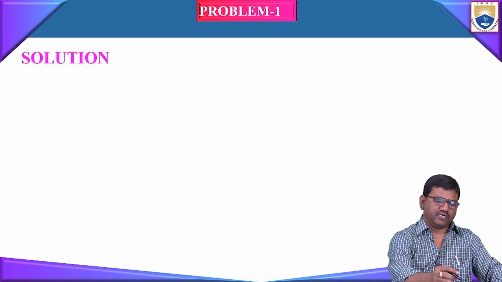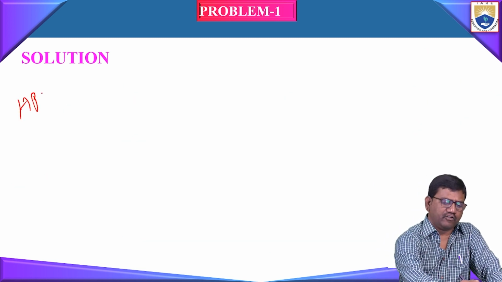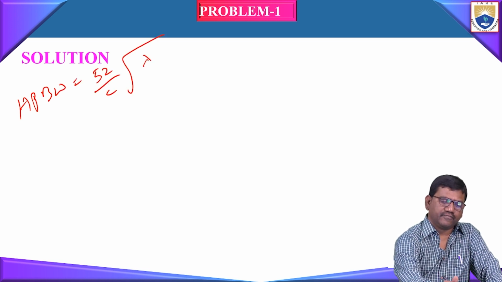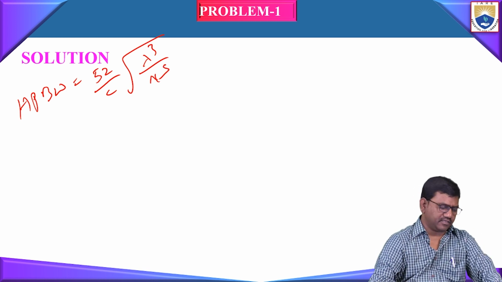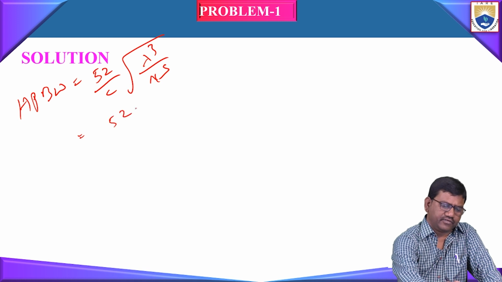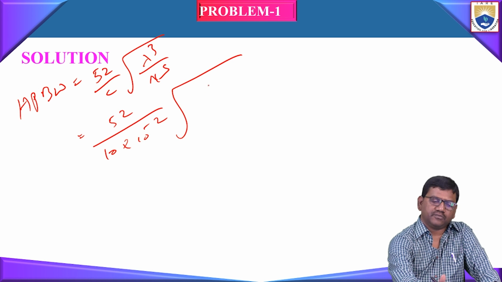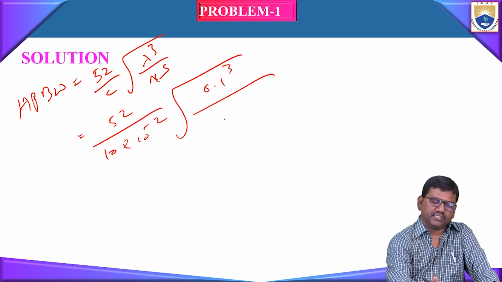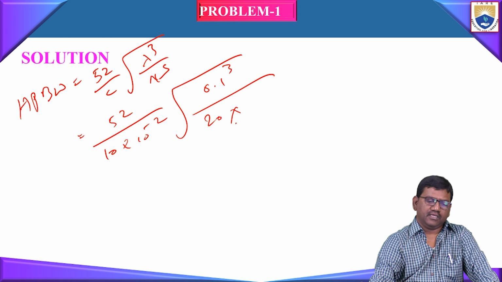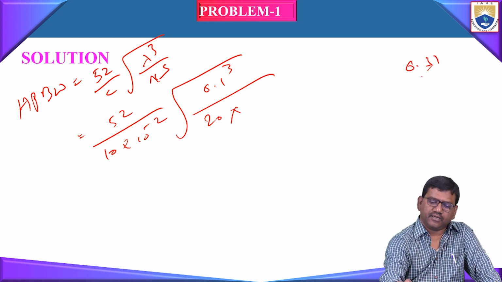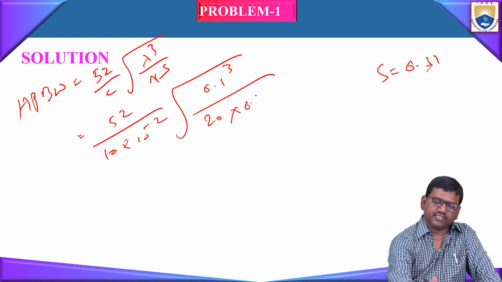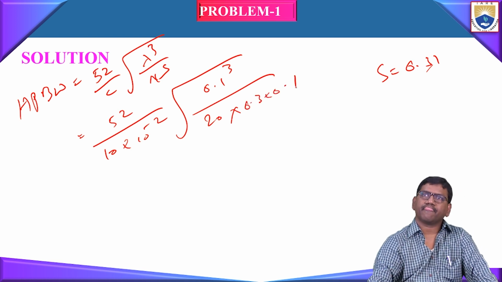Similarly, we are going to find the half power beam width. The half power beam width is given by 52 by C into the root of lambda cubed by N S. This is equal to 52 by 10 into 10 power minus 2, times the root of lambda cubed, that is 0.1 whole cubed, divided by N, the number of turns, which is 20, and S, which is 0.3 lambda, so 0.3 into 0.1.